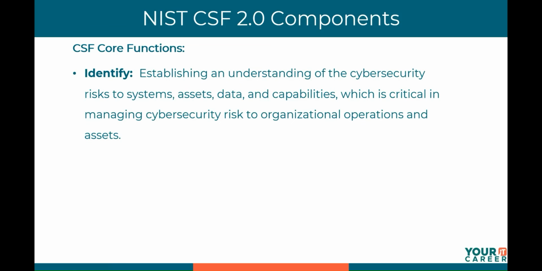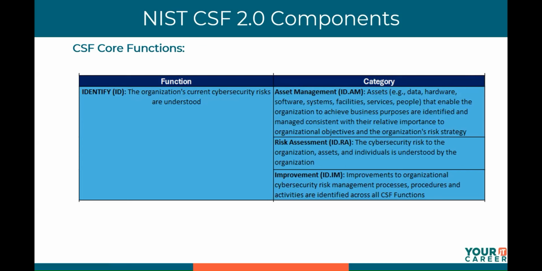Now you've gone from being very high level strategic to being more detailed. Let's talk about what these key risks actually are, because we can have policies and processes in place. If we don't do the work to actually identify those risks, then we wouldn't know how to manage those risks. And with this identify function, there are three key categories. You have asset management, risk assessment, and improvement.